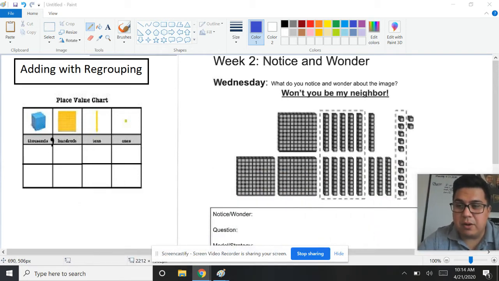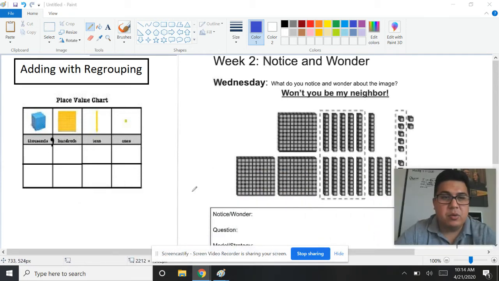Let's go ahead and move on to the part of our lesson now. We are going to be doing some addition with regrouping. Remember that place value is always a big part of all the math that we do. So I'm going to use our place value graphic organizer to help us solve this. Let's start off by adding two numbers.